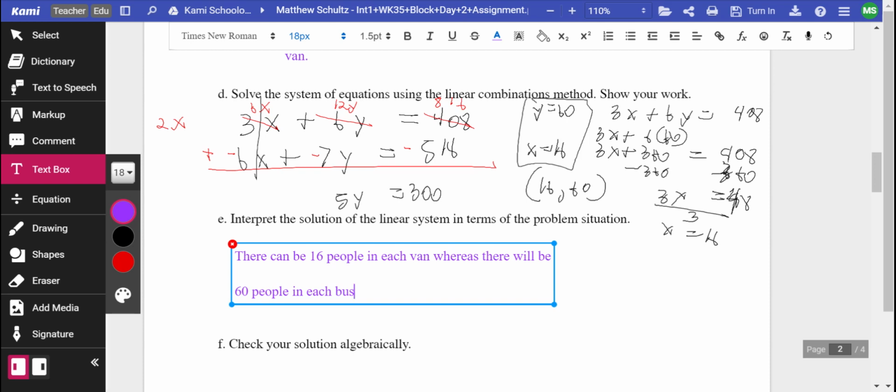I've done this problem before. This is a problem that I feel I did like 2 or 3 years ago, and I remember it because back then I was like, man, that's a lot of people on that bus.